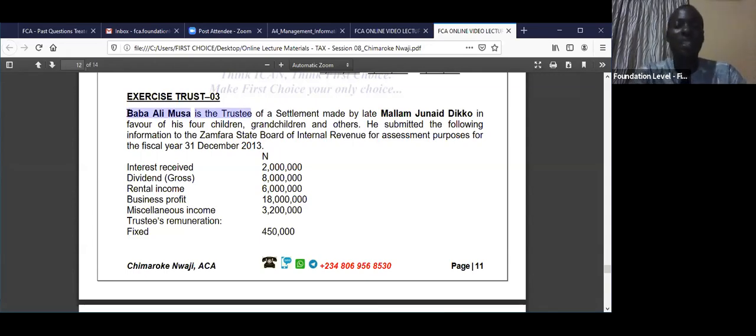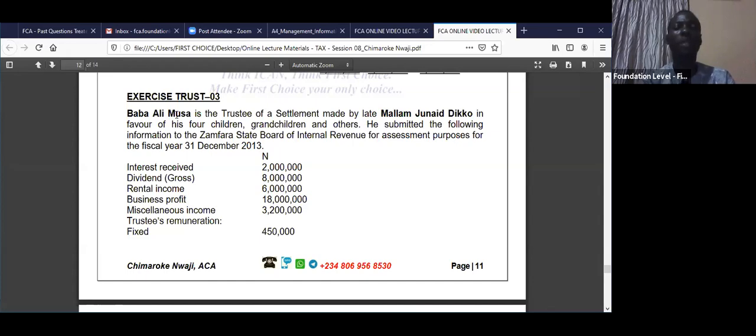Always look for who created the trust. This Baba Ali Musa is the man who is the trustee. Junet Diko is the man who created the trust. So you may be tempted to go and put this. So you see why I set these three questions. So you don't go and put this, but you put this. How do you know? This man would have been late, would have been deceased. This one is alive. And secondly, they said it is for this man's children and not this. So don't make the mistake of putting Baba Ali Musa as the settlor. You lose a mark for that.